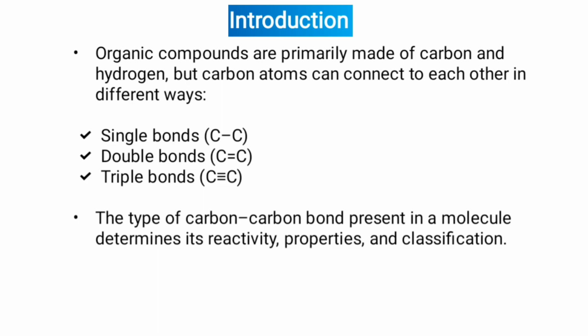Introduction. Organic compounds are primarily made of carbon and hydrogen, but carbon atoms can connect to each other in different ways. Meaning single bonds, carbon-carbon single bonds, double bonds, carbon-carbon double bonds, triple bonds, carbon-carbon triple bonds. The type of carbon-carbon bond present in a molecule determines its reactivity, properties, and classification.